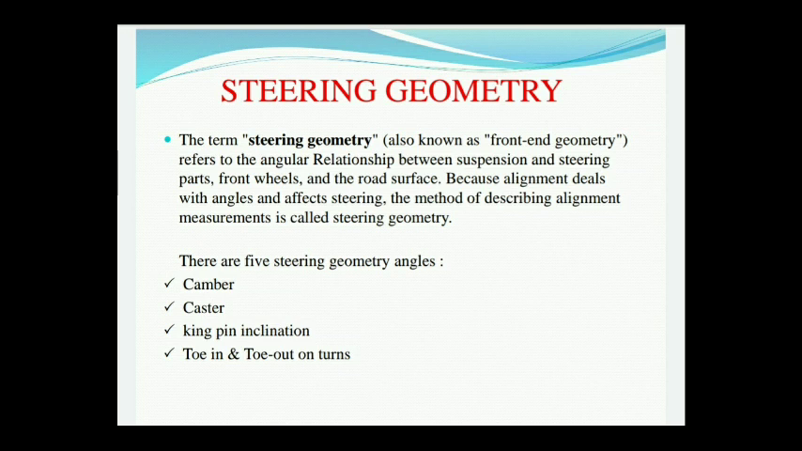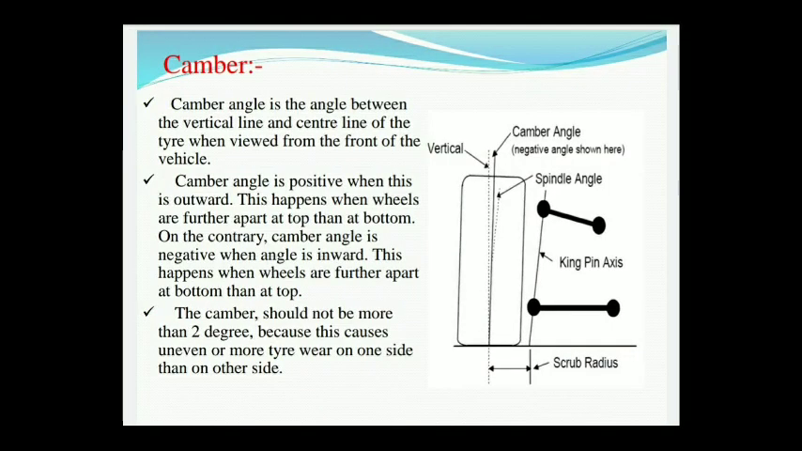Because alignment deals with the angle and it is affecting the steering system, the method of describing alignment measurements is called steering geometry. There are 5 steering geometry angles. First is camber, second caster, third kingpin inclination, fourth toe in and toe out. Let us discuss all these angles in detail.